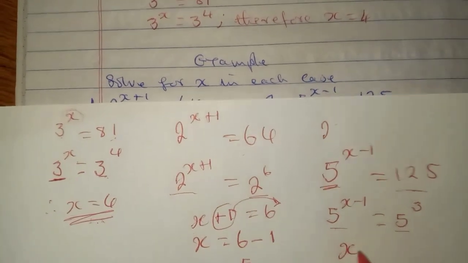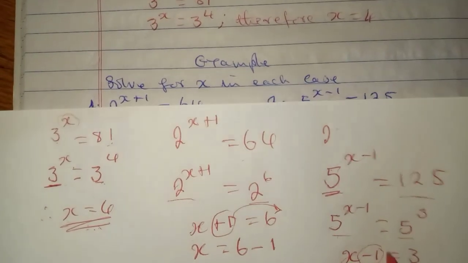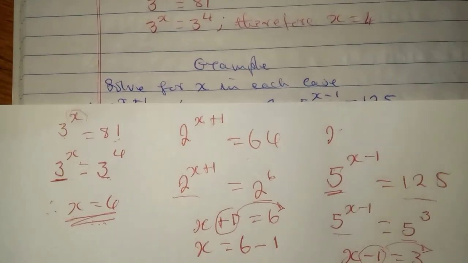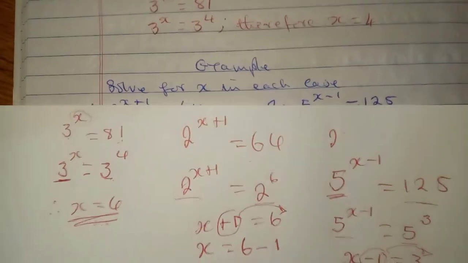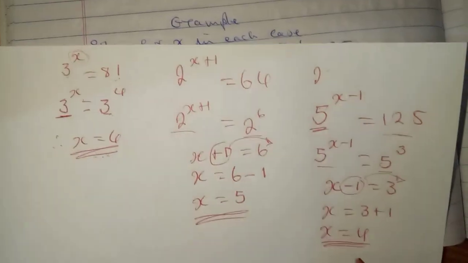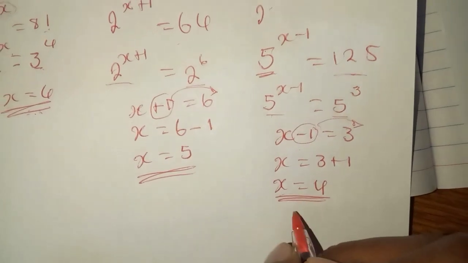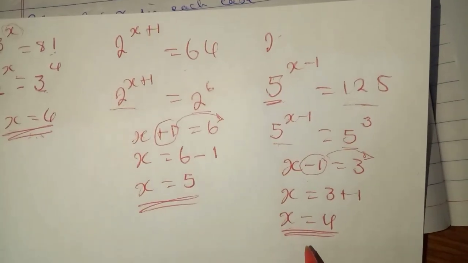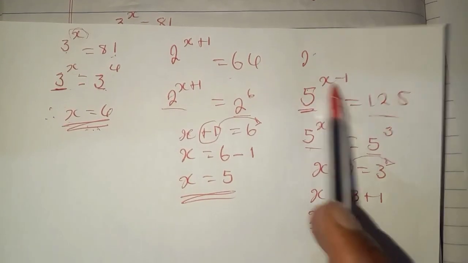So I'm going to say x minus 1 is equal to 3. So I do the same, take it to the other side, which will be x is equal to 3 plus 1. Therefore, my final answer will be x is equal to 4. So this is how you work out this kind of equation. If you do it like this, then you'll not have any problem in your exam. Okay, good. So we're done with the unknown index. That's how you work with the unknown index.